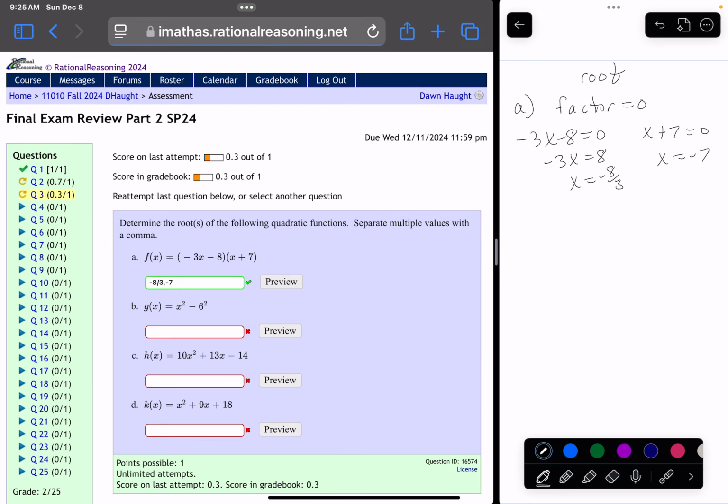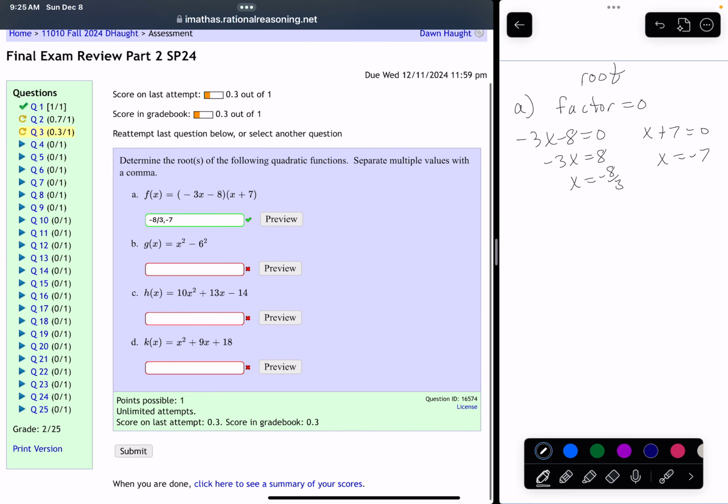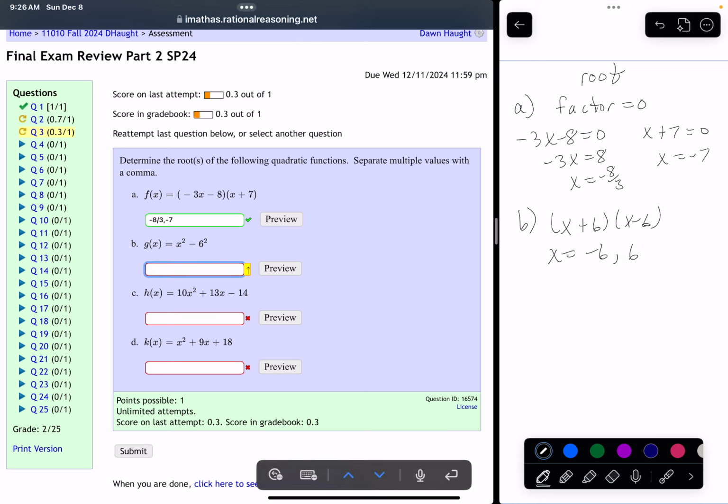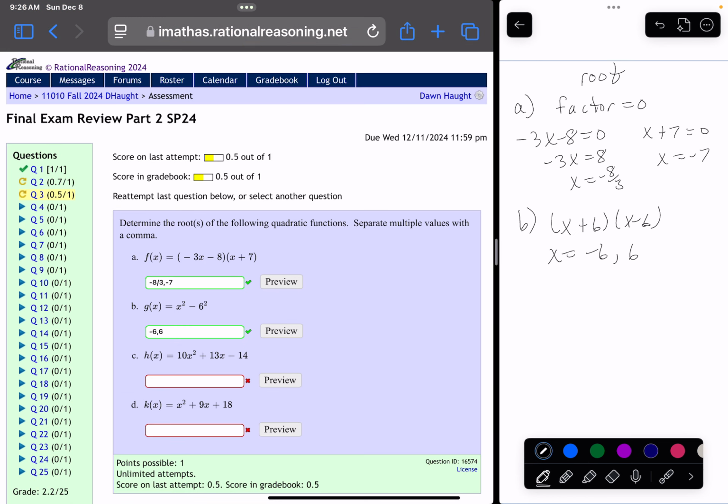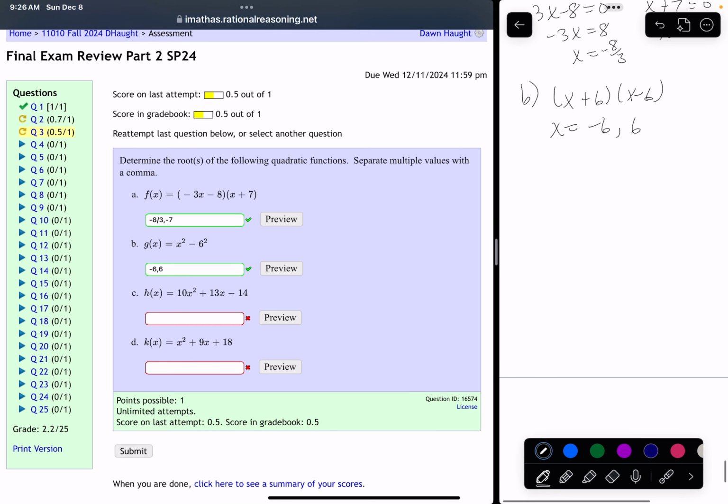Factored form's nice. Now, B can be factored because it is the difference of squares. That's just x plus 6 and x minus 6. So we have factors of negative 6 and positive 6, so we would just put negative 6 and positive 6. Now, C: if it is a factorable quantity, that's the easiest way. If not, you can find factors by using the quadratic formula.